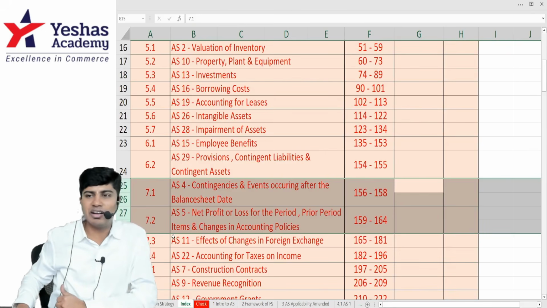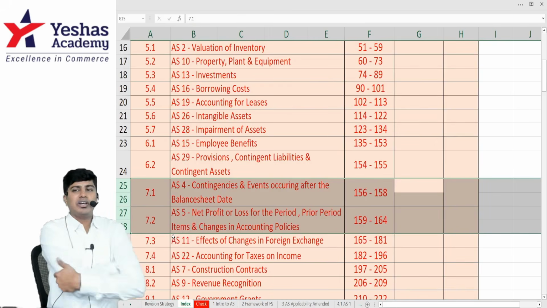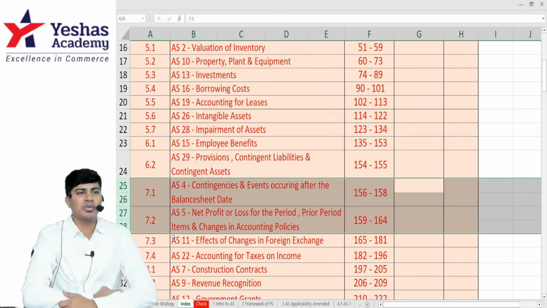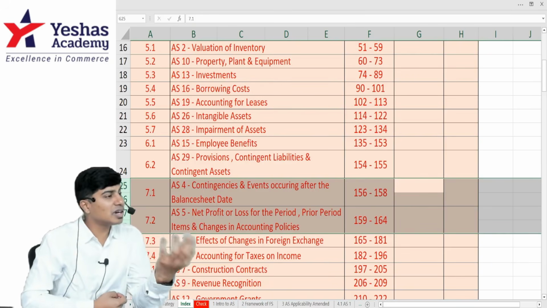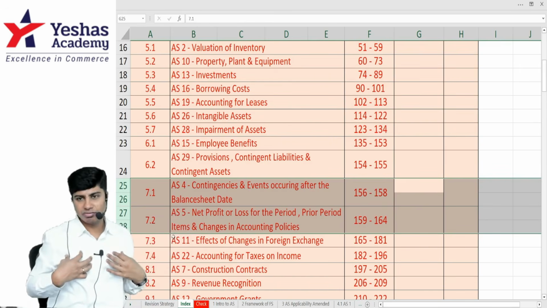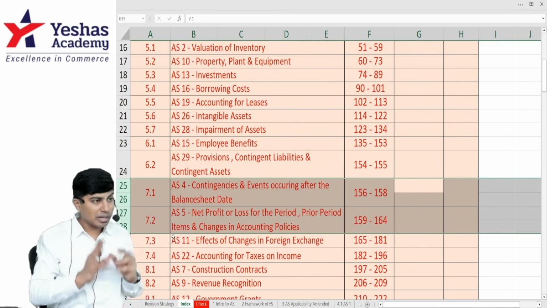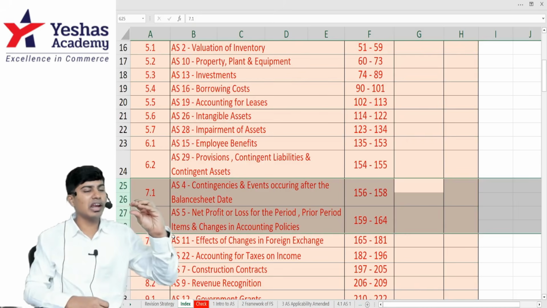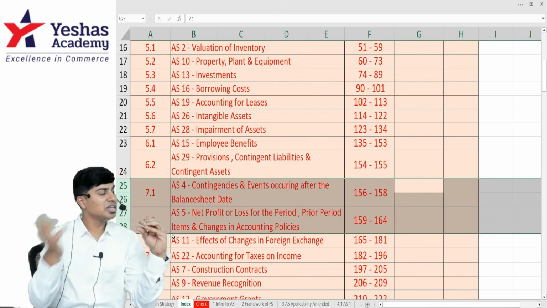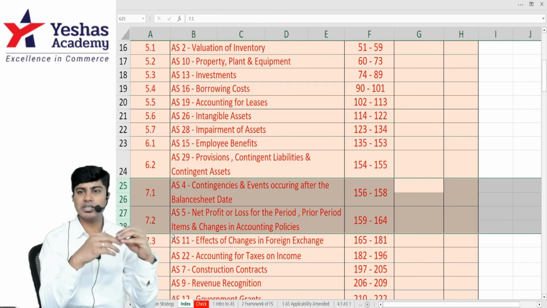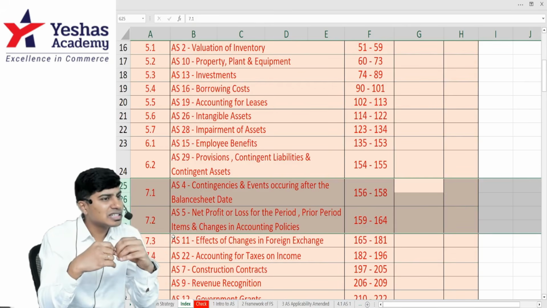Then we have Accounting Standard 5. The name itself is so big: Net Profit or Loss for the Period, Prior Period Items and Changes in Accounting Policies. It also has something more, changes in accounting estimates. So what does this say? You have a profit in your P&L of 1 lakh. But I want you to tell me, out of that 1 lakh profit, is there any exceptional item? Is there any extraordinary item? Is there any prior period item? Disclose it separately.